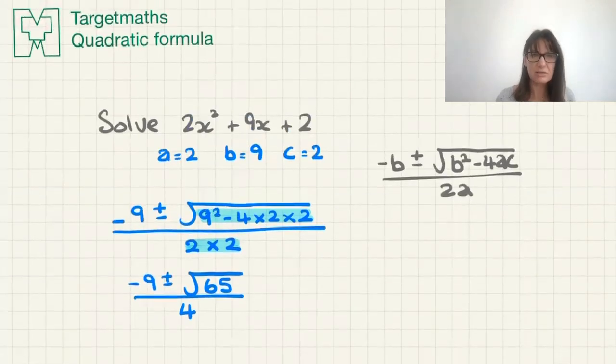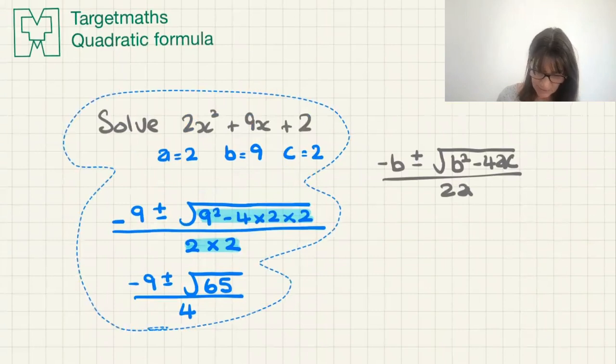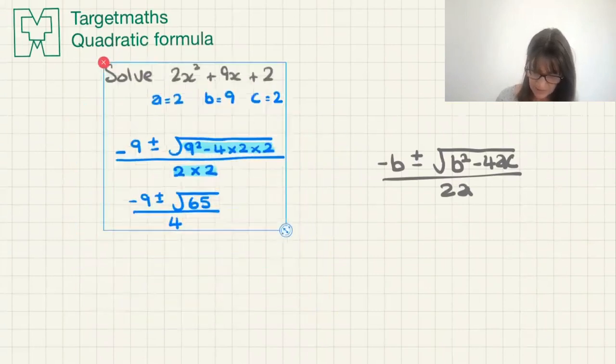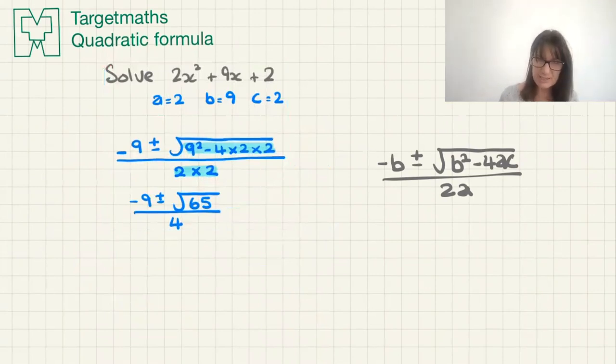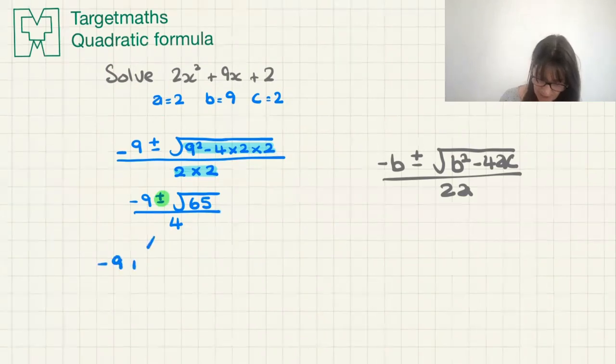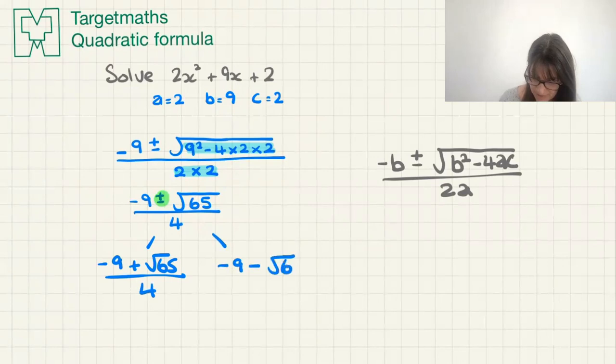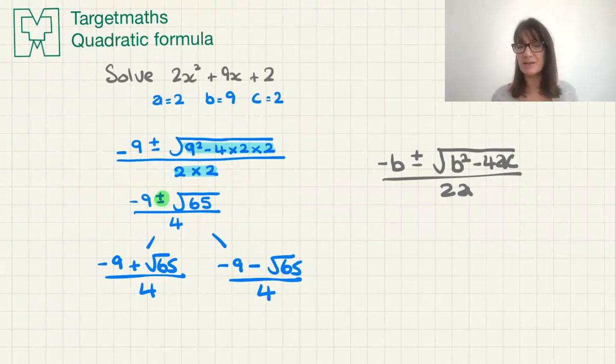Now, remember, I'm trying to get as many marks as I possibly can. Actually, let me just make this a bit smaller so that we can still see the formula all the way through. Let me just pop that up the page a little bit. So at this stage, I like to deal with the plus and the minus. The plus and the minus actually produces two results. I've got minus 9 plus root 65 all over 4, and I've got minus 9 minus root 65 all over 4. So that actually produces the two values that I would expect to get from a quadratic.